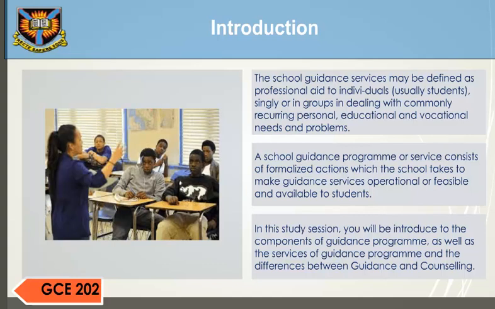In this study session, you'll be introduced to the components of guidance program, as well as the services of guidance program and the differences between guidance and counseling.